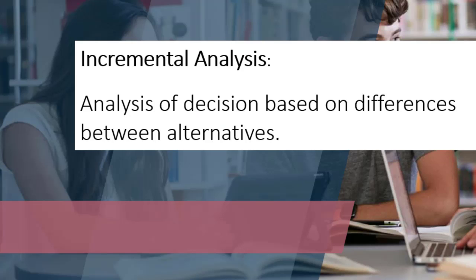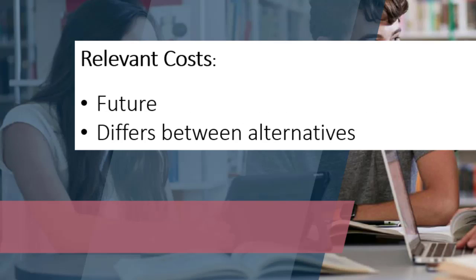Incremental analysis is an analysis of a decision based on the differences between the alternatives. When we're doing an incremental analysis, we want to only focus on the relevant cost. Relevant costs are costs that will occur in the future. We're not looking for past costs because we can't change those. We're looking for costs that differ between the alternatives. Relevant costs are only helpful if they differ between our choices.